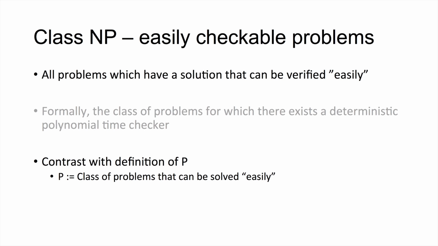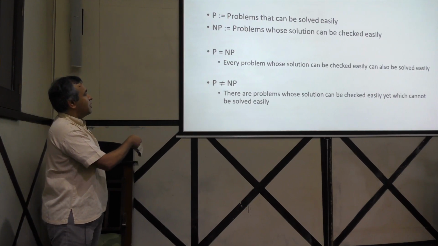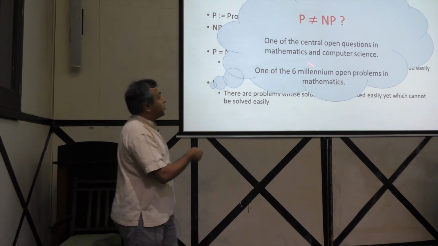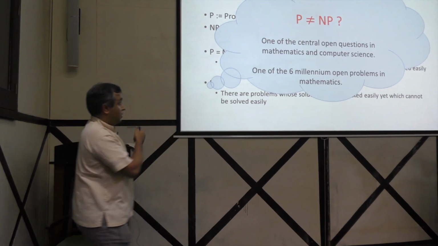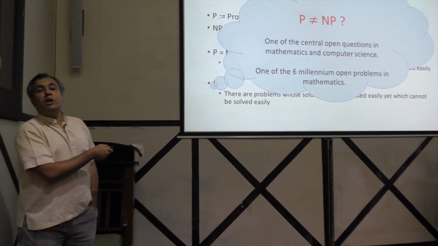Is that the case? That could be the case. If P were not equal to NP, this means there are problems which you can check easily, but yet can never solve easily. And actually, we don't know which of these two worlds we live in. We don't know whether we live in the P equals NP world or the P not equal to NP world. In fact, this is one of the central problems in mathematics and computer science today: is P equal to NP or P not equal to NP?